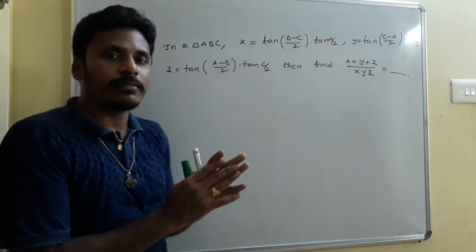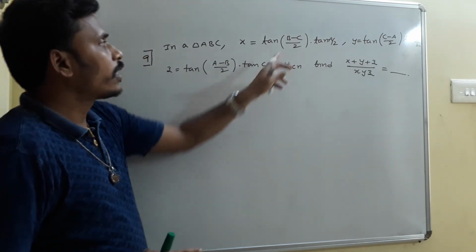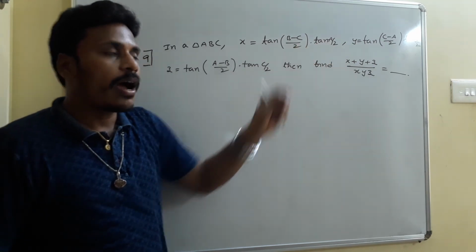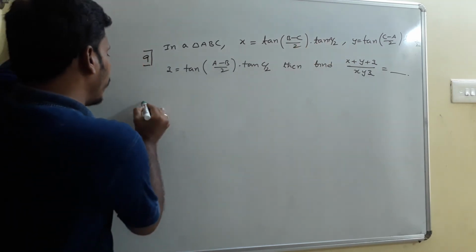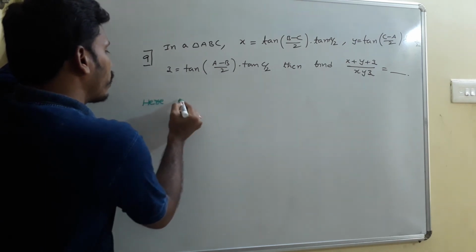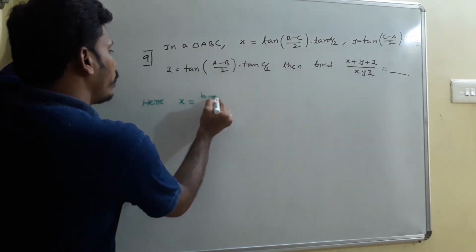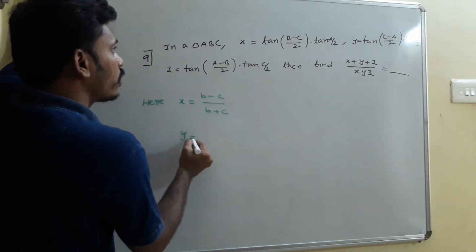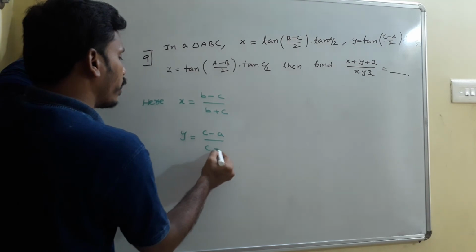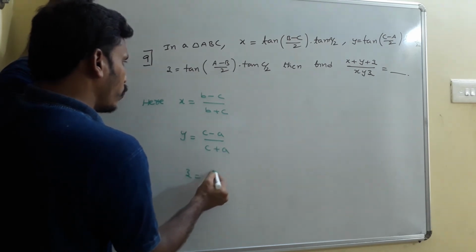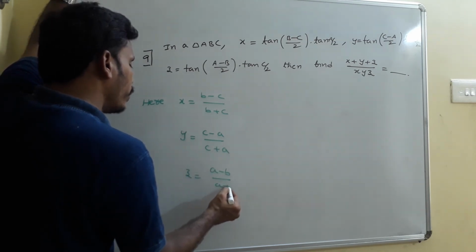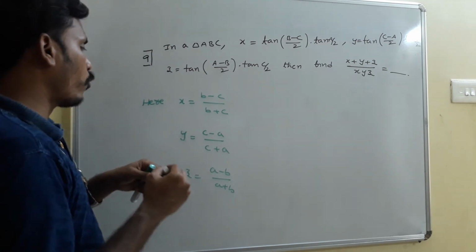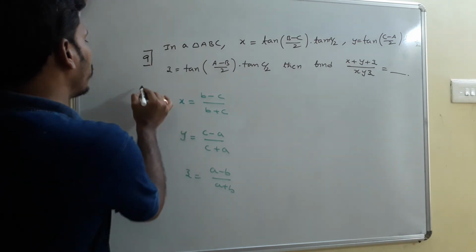See, clearly it is okay that this tan of (b minus c) by 2 into tan a by 2 is the tangent rule, and from the tangent rule we will write that x is equal to (b minus c) by (b plus c). Is it clear? And y is equal to (c minus a) by (c plus a). And z is equal to (a minus b) by (a plus b). Okay, we discussed the tangent rule, is it right? In the 7th point, okay? So this is all from the tangent rule.